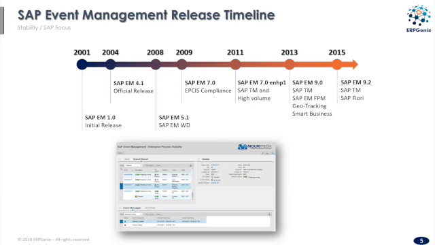And in 2013, when 9.0 came along, we got a new web UI again. This is the Floorplan Manager architecture that it's leveraging, as well as geo-tracking. So we've got maps where we can see exactly where the events are occurring. Smart business for event management: now we're talking about HANA analytics that is also integrated with event management. So this is when it became kind of cool functionality.